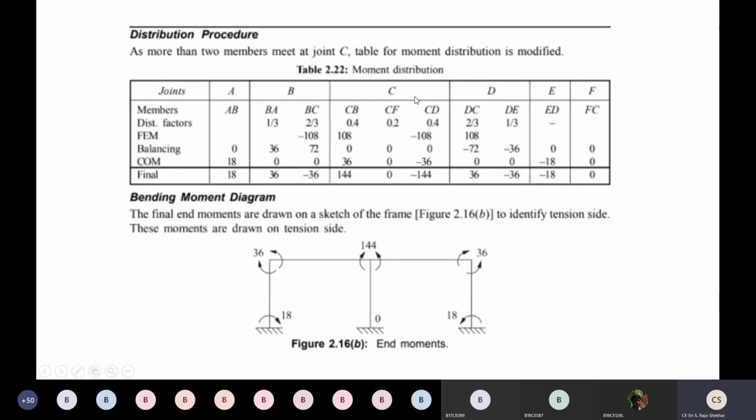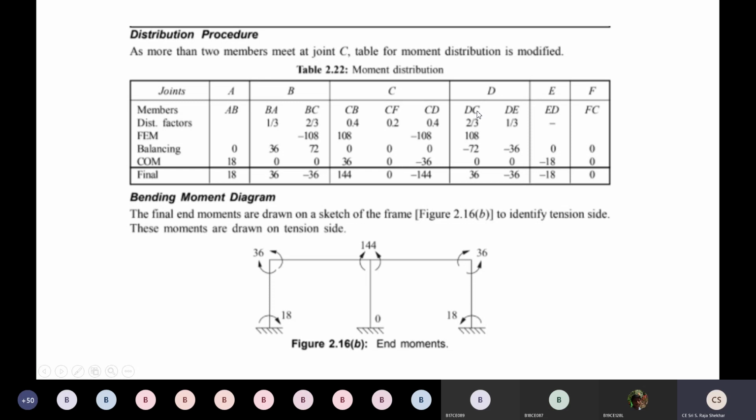Similarly, we consider the joint equilibrium equation for the joint C. The sum of moments at the joint must be equal to 0. We'll see at joint C, the CB moment is 108, the CD moment is minus 108, the CF moment is 0. If you sum it, 108 minus 108 is 0. That means at C, the joint equilibrium equation is satisfying. That means no need to distribute any moment to any member. So I am distributing 0 moment to the CB member, 0 moment to the CF member, and 0 moment to the CD member.